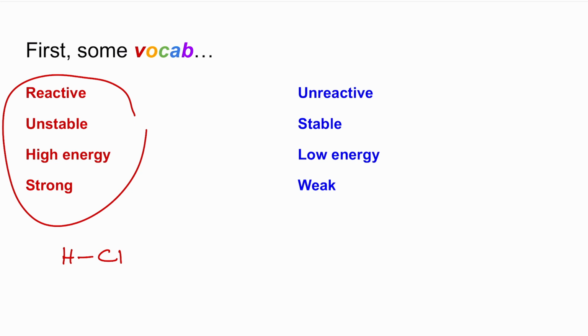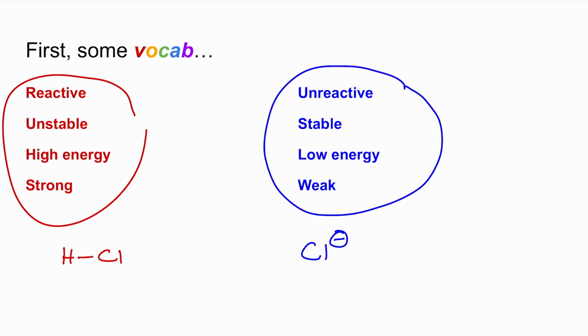On the flip side, if we deprotonated HCl, which just means took away the hydrogen proton, then we would be left with a chloride ion. This chloride ion would be a weak base. It is unreactive, very stable on its own, and low energy. So it is a weak base. Weak bases do not particularly want to steal protons. However, strong bases really want to steal protons, so they are a lot more likely to be in an acid-base reaction.